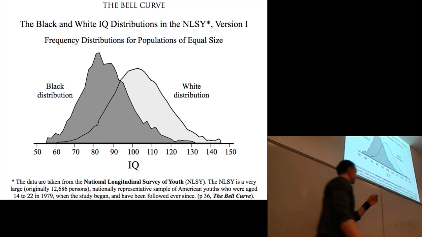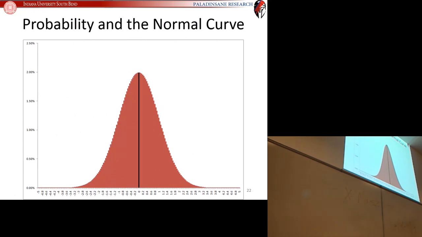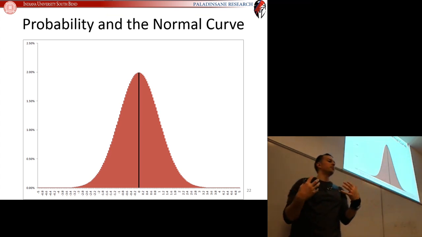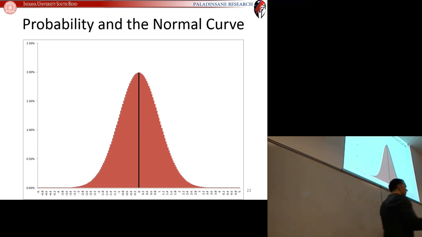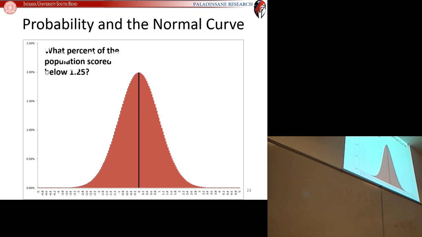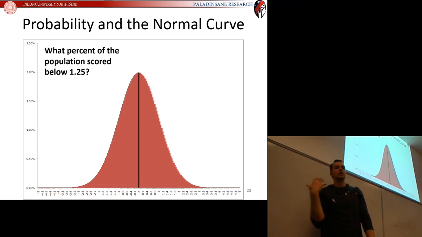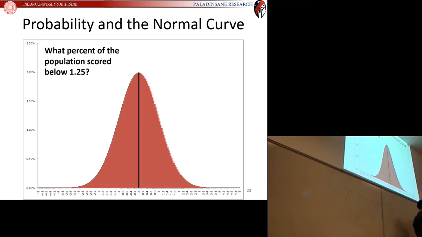All right, so hopefully that's convinced you of the importance of understanding the normal curve. So now let's take a look at how we can actually use this normal curve to make some calculations, to do some statistical work, and answer questions we might be interested in with this normal curve. So we can answer questions using this curve, such as what percent of the population scored below a 1.25. In this case, for this normal curve here, we have a mean of 0 and a standard deviation of 1. This is a very special normal curve. It's called the unit normal distribution curve.